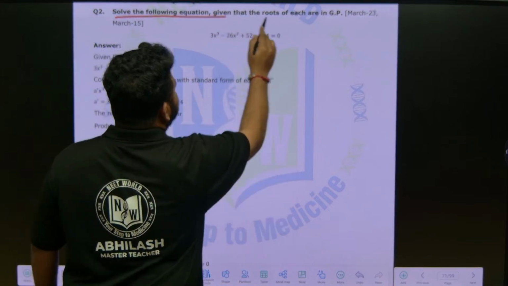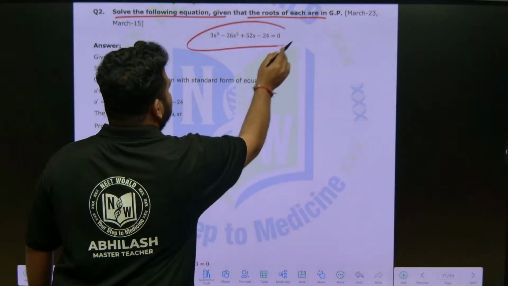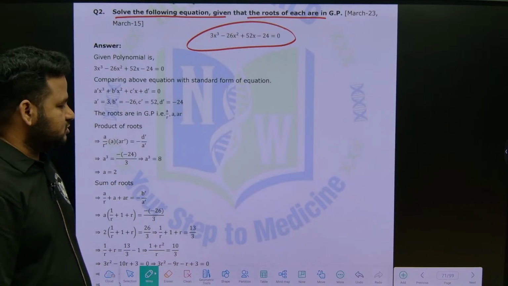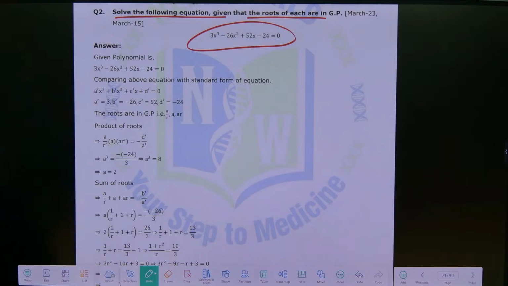Solve the following equation given that the roots of each are in GP, that is geometric progression. If the roots are in geometric progression, how to solve this question? So first let us take up the question, so that we do not make any mistakes.